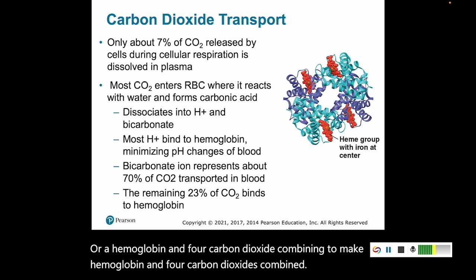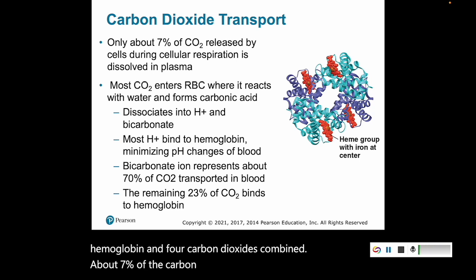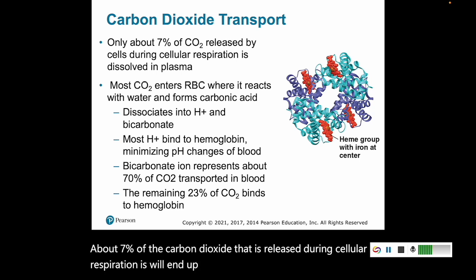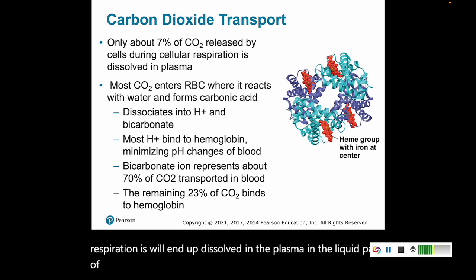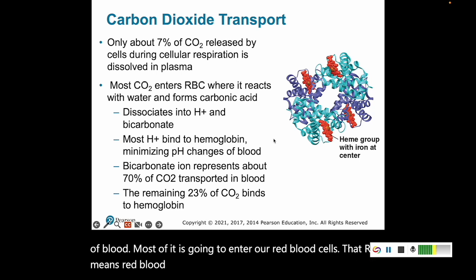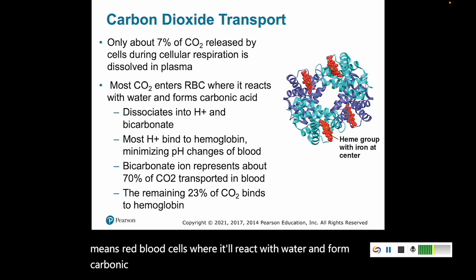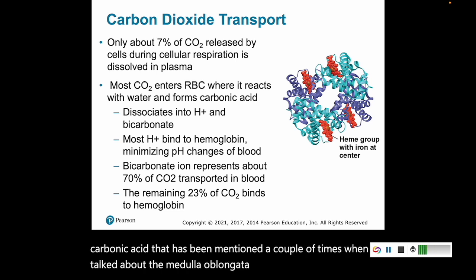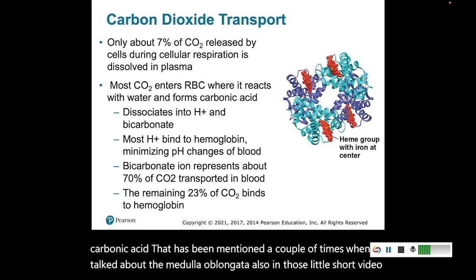About 7% of the carbon dioxide that is released during cellular respiration will end up dissolved in the plasma, the liquid part of blood. Most of it is going to enter our red blood cells, where it'll react with water and form carbonic acid. That has been mentioned a couple of times when we talked about the medulla oblongata, also in those little short video clips that I showed you earlier today.